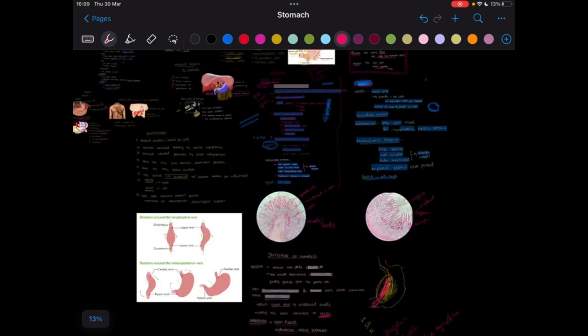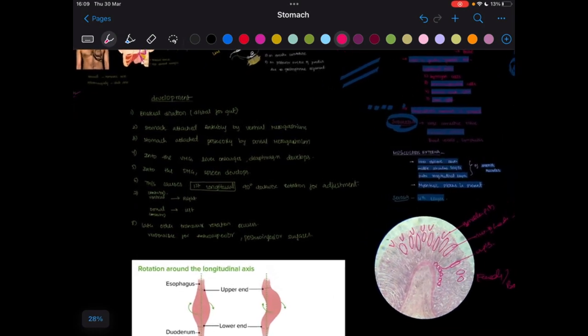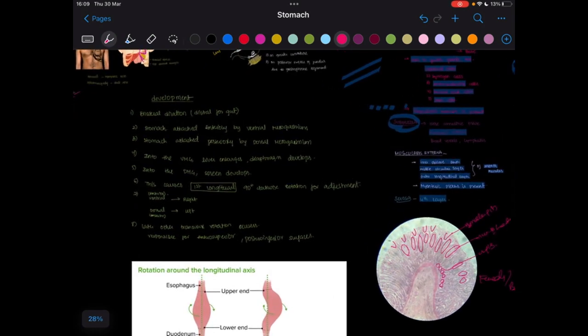Talking about development, you have to remember these 8 points in order. First, the stomach is present as a bilateral dilation on the distal part of the foregut. Suppose this is a foregut. On the distal part of the foregut, there is a dilation on either side. So it is called a bilateral dilation on the distal part of the foregut.